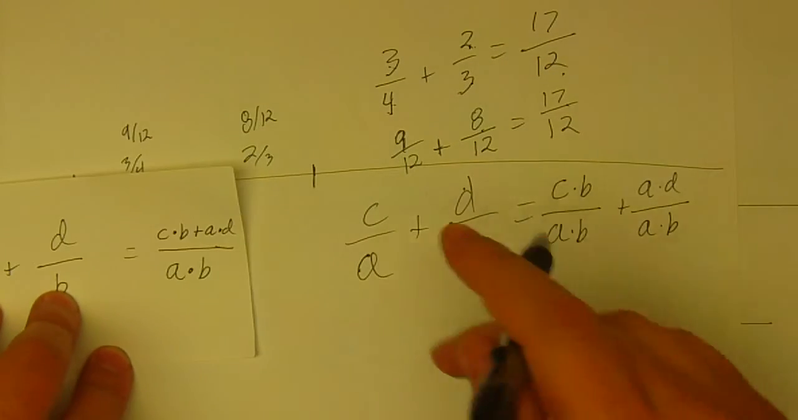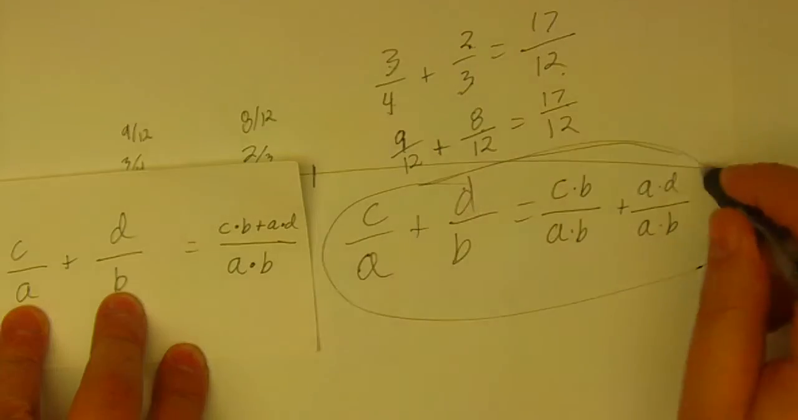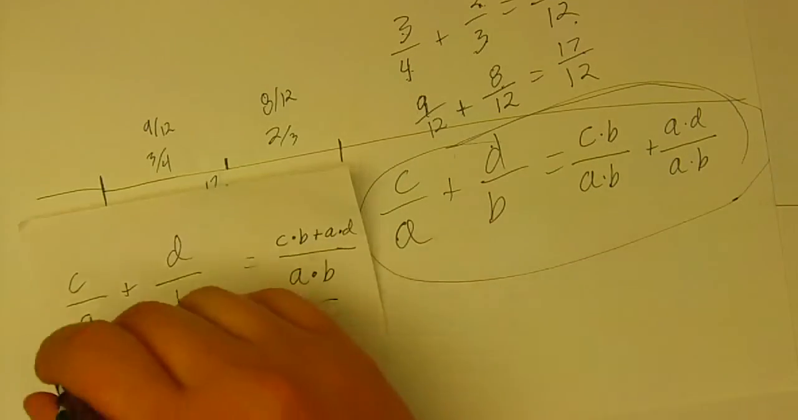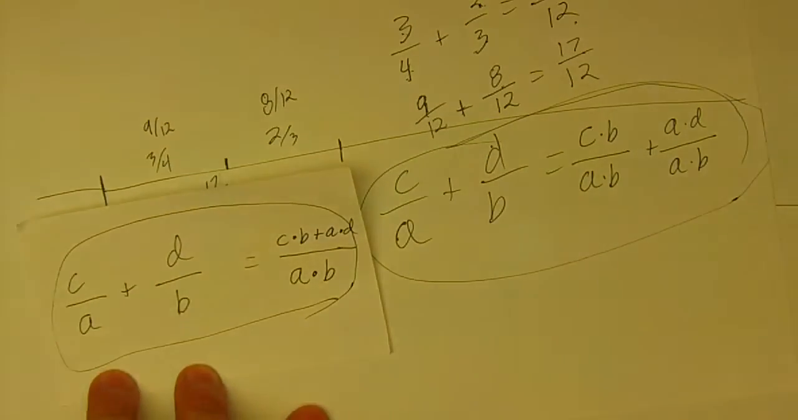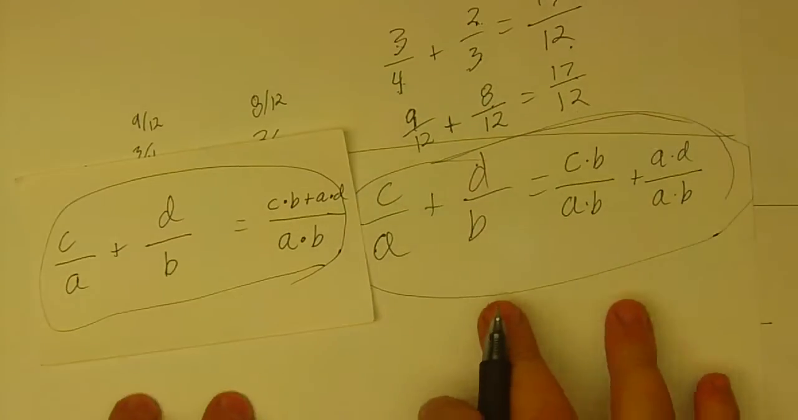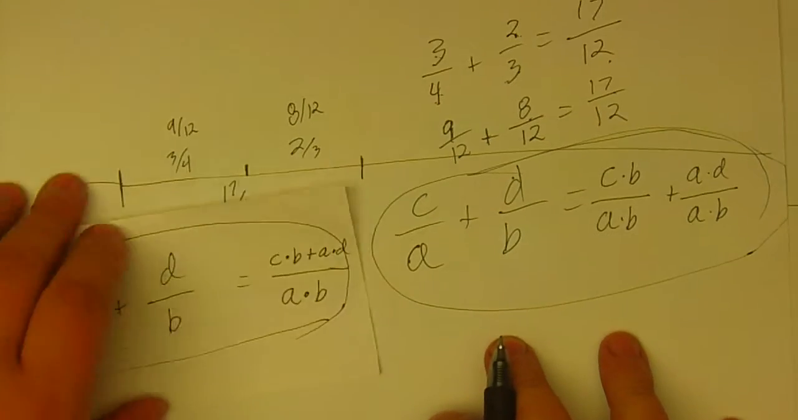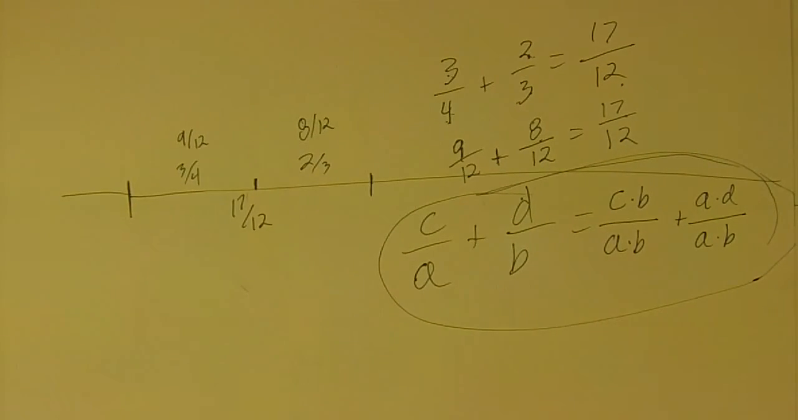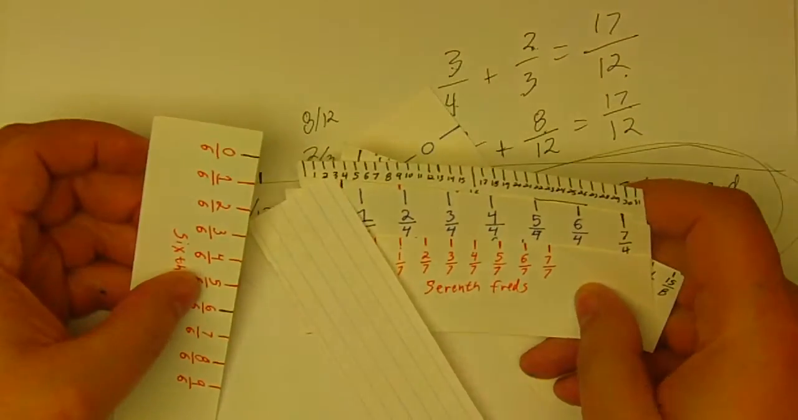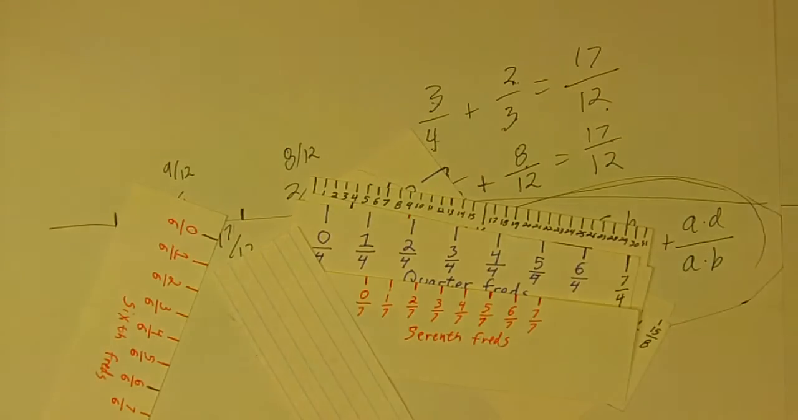So this is a principle. This here is a principle of addition using fractions. This is how we add fractions. And this is the algebraic identity that matches that observation. And we discovered that by making rulers and measuring our lines for distance.